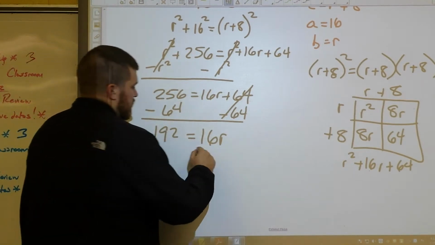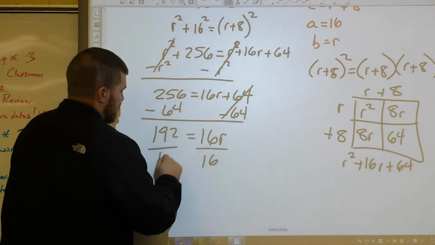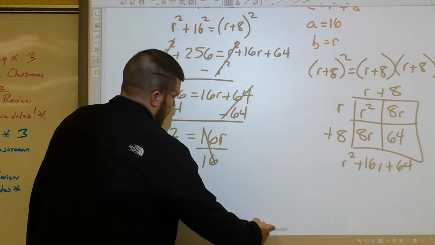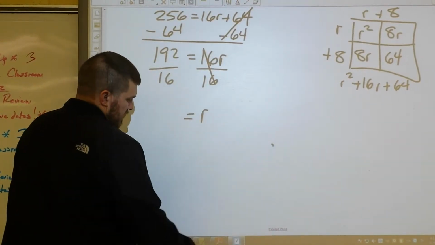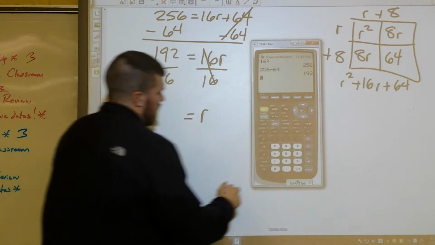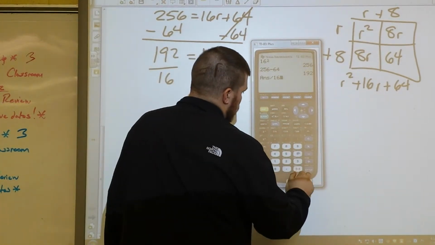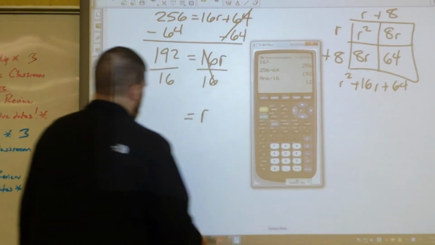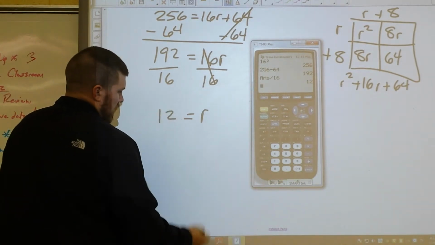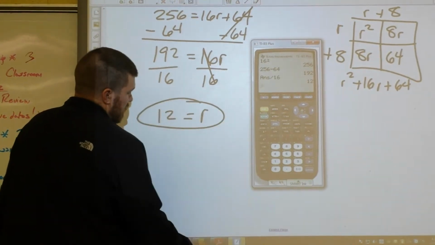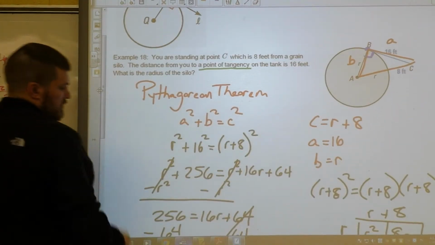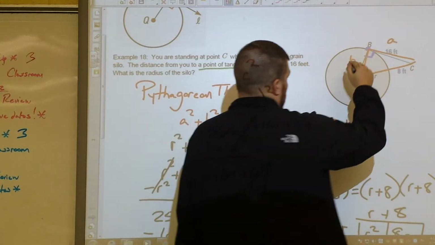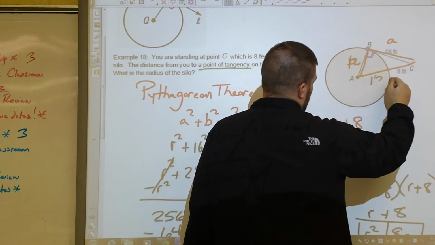Alright, so 192 divided by 16 is going to give me my radius. So R equals 192 divided by 16. Let's use the calculator there. So that's 12. And that's what I was asking for. I wanted to know the radius of this ring side line. So that means I have 12 here, I have 12 here.